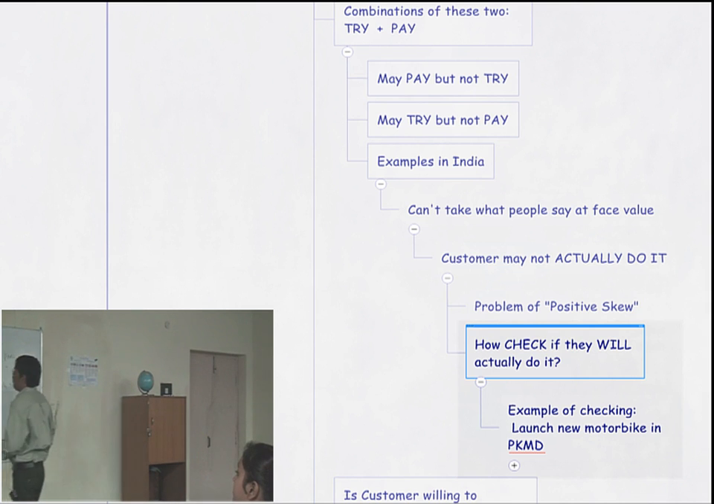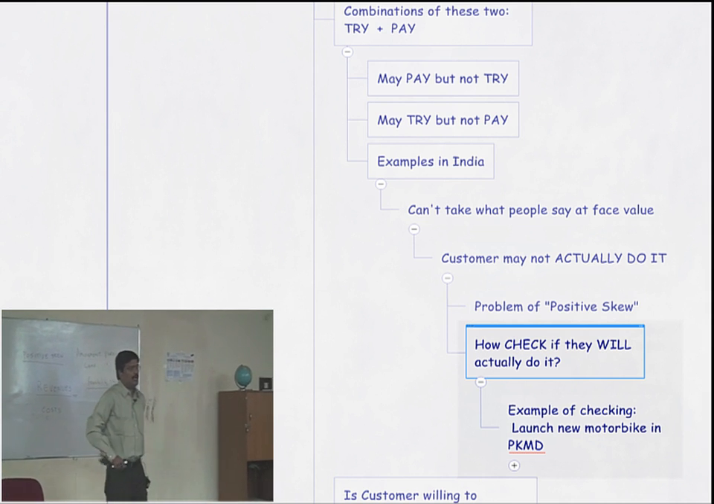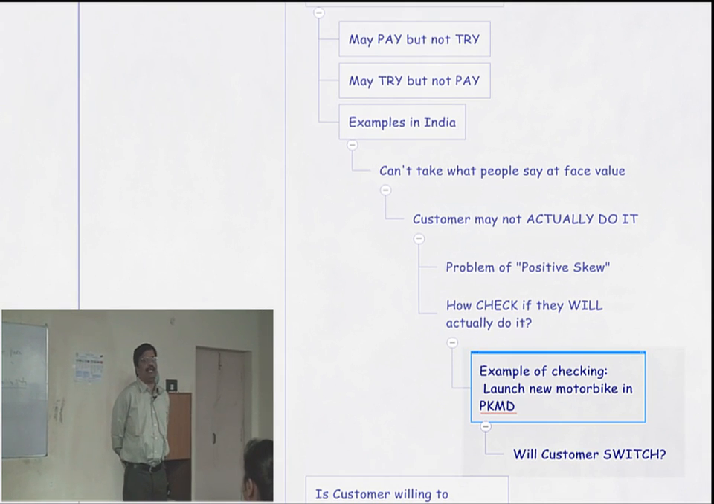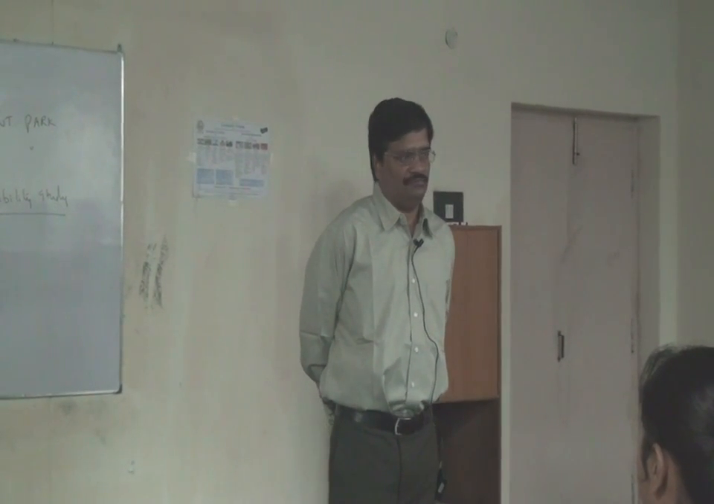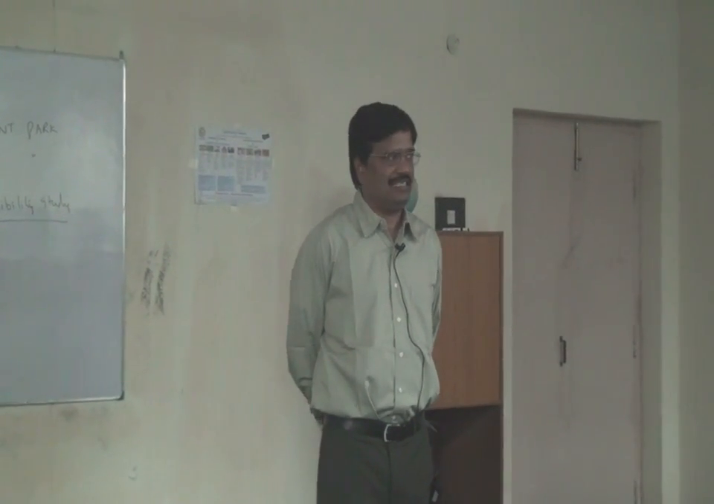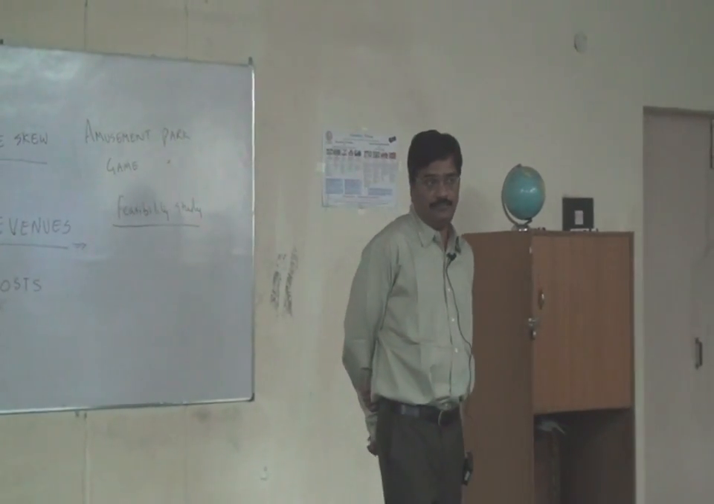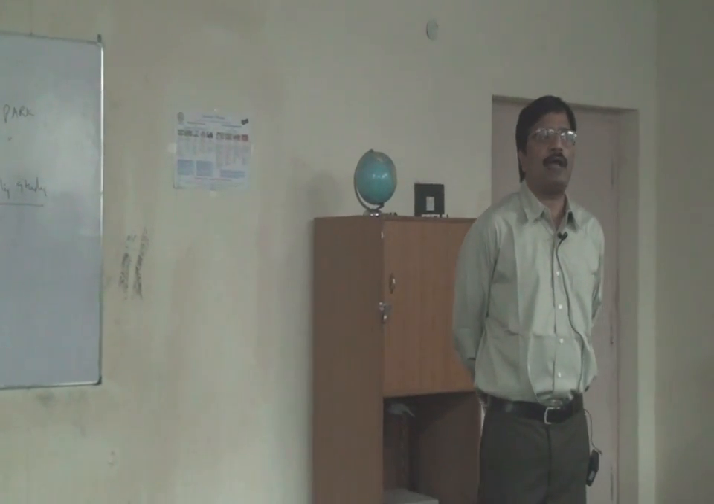The third thing that is important: I am willing to pay, I am willing to try. For example, I am launching a new 150cc motorbike. I'll ask, will you try? There are very good features, very good fuel mileage, whatever. You say yes, it's a good thing, I'll try. I'll ask, will you be willing to pay? Yes, I'm willing to pay also. Still I can't assume that you'll buy my product.